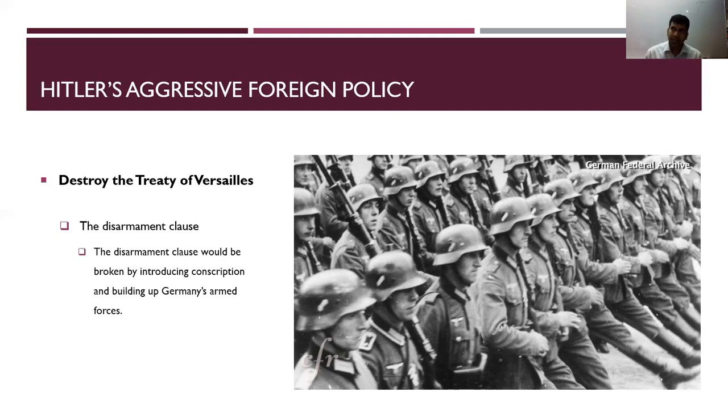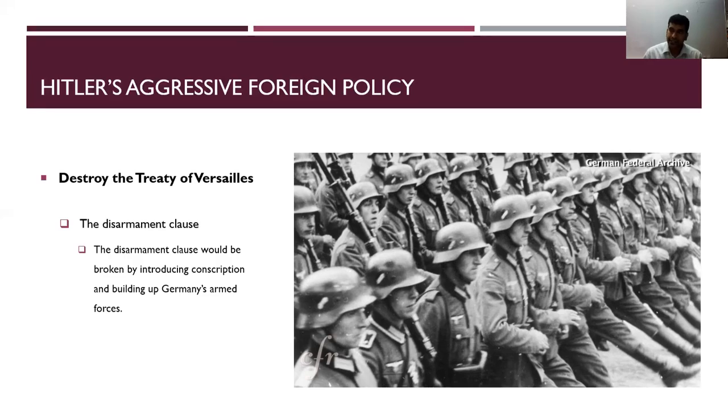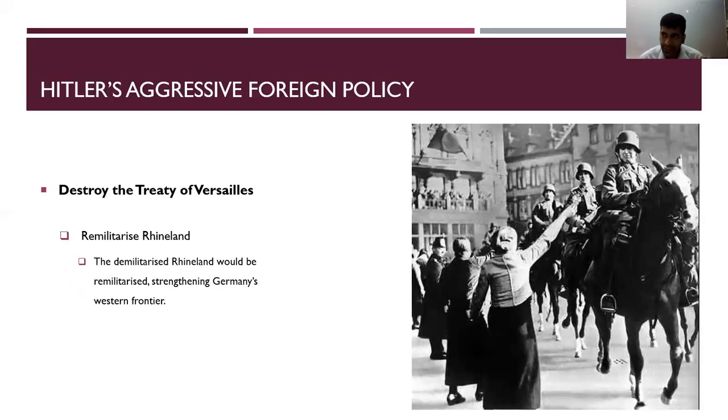So how did Hitler break the disarmament clause? By introducing conscription and building up Germany's armed forces. Next, you have the remilitarization of Rhineland. This is another way of destroying the Treaty of Versailles, because under the Treaty of Versailles, Rhineland, which is at the border between Belgium, Netherlands, and France, was to be demilitarized, so they don't pose a threat to their neighbor.